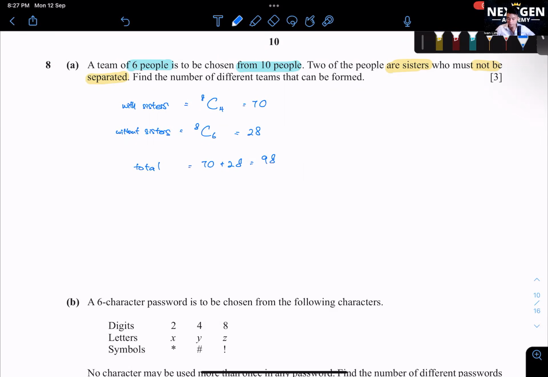So 1 mark, 1 mark, 1 mark. If any one of you calculate all together, try not to do that. You want to separate it, so that at least if one part is wrong, you still get this one 1 mark, this one 1 mark, then this one another 1 mark. Try not to put it all together.